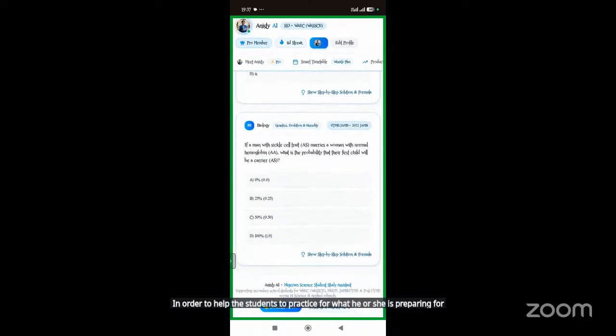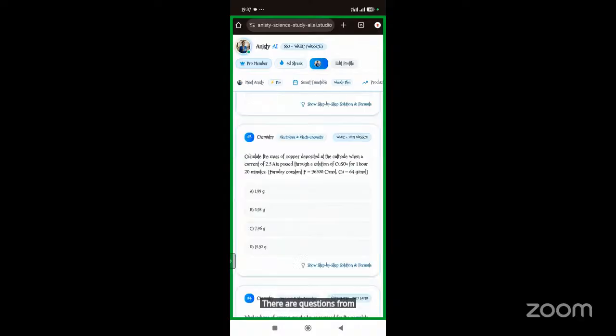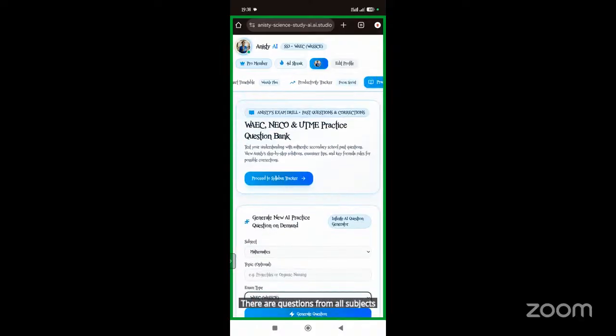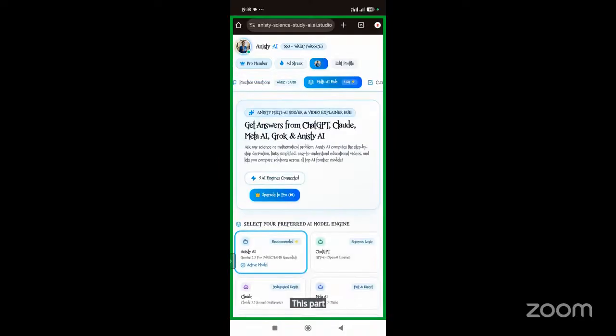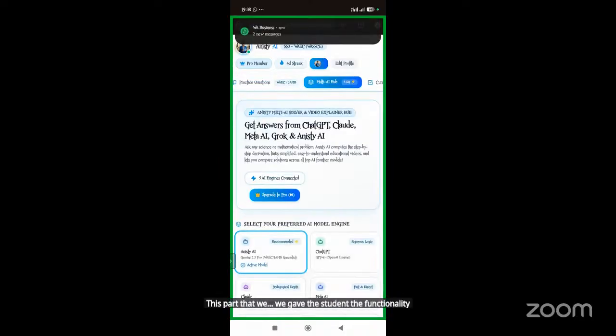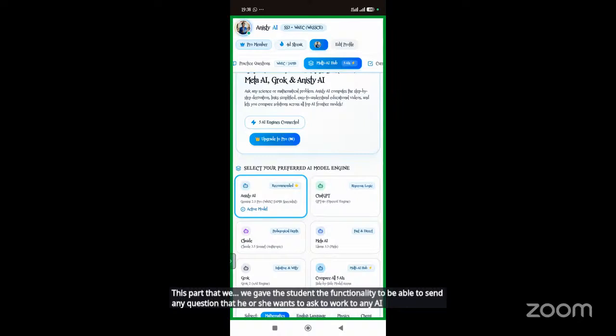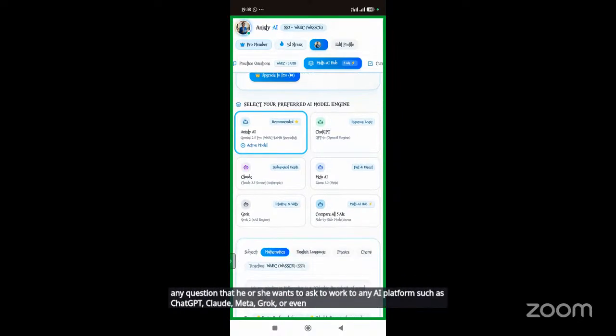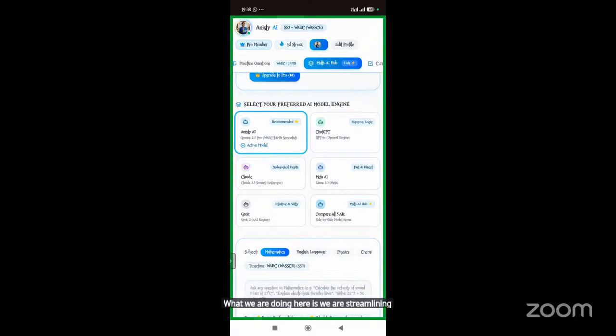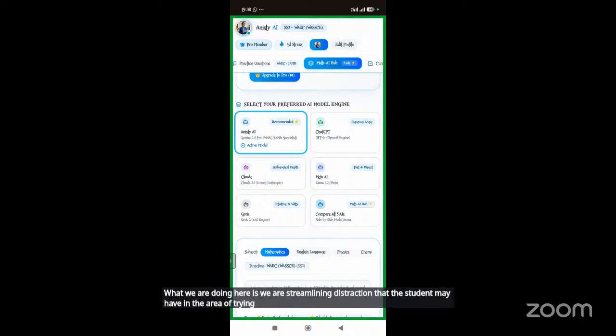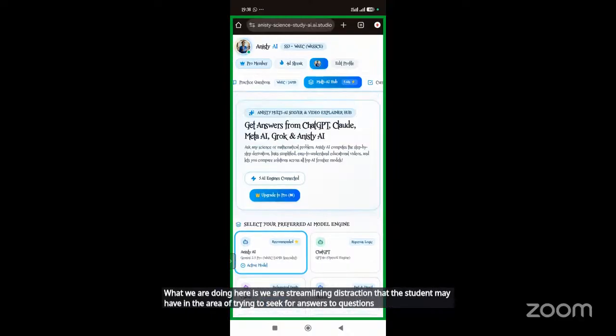There are questions from all subjects. And then also there is this part where we gave the student the functionality to be able to send any question that he or she wants to ask to any AI platform such as ChatGPT, Claude, Meta, Grok, or even a comparison of all the AIs. What we are doing here is streamlining the distraction that the student may have in trying to seek answers to questions that he or she may have.